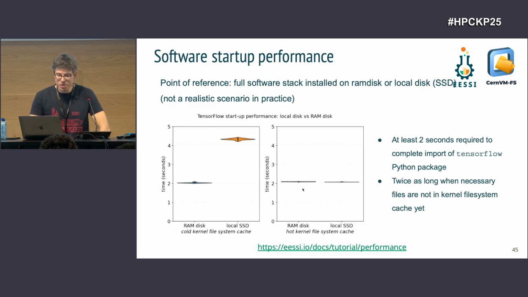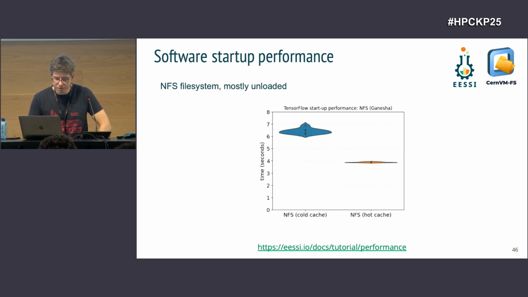The first is that the ideal thing is to have this in a RAM disk, and this shows the difference compared to having the software on local disk. It takes a couple of seconds maybe to load TensorFlow, and on a RAM disk it is noticeably faster. But this difference appears when you make use of the kernel caches. Local file system access also becomes very fast once you use the kernel caches.